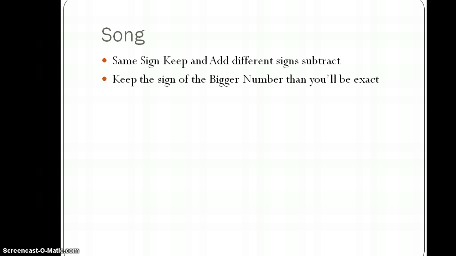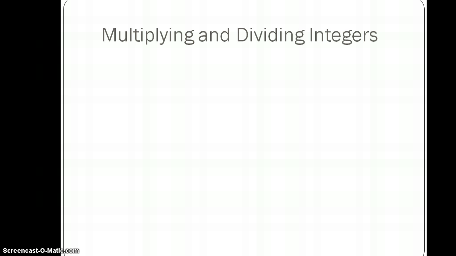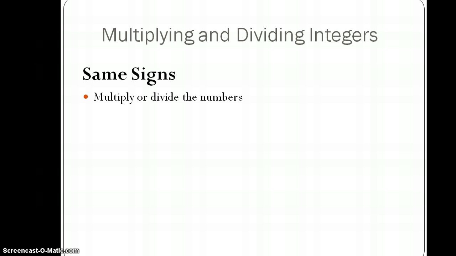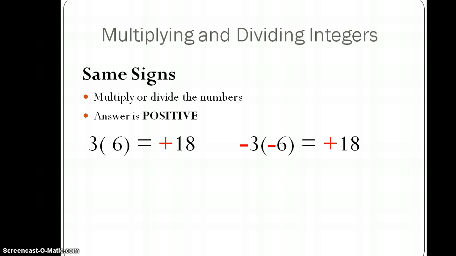So let's move on to multiplying and dividing. Multiplying and dividing of integers. If they have the same signs, you multiply or divide the numbers like you always would. If they're both positive, you stay positive. So you've got a positive 3 times a positive 6, positive answer.